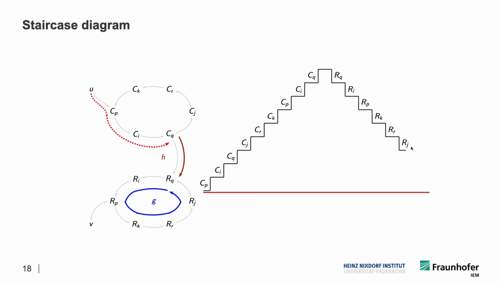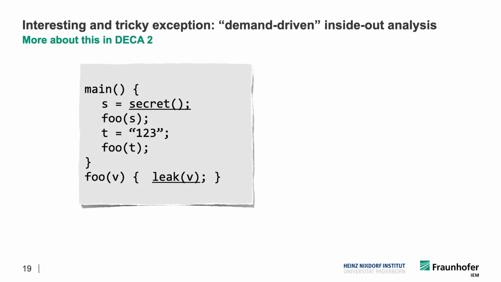But there's one important algorithmic exception, and that I briefly want to mention. But I will only do this briefly here because we're going to be talking about this in depth in my other course, DECA 2, in the next semester. So this exception are so-called demand-driven program analysis, which typically operate inside out.